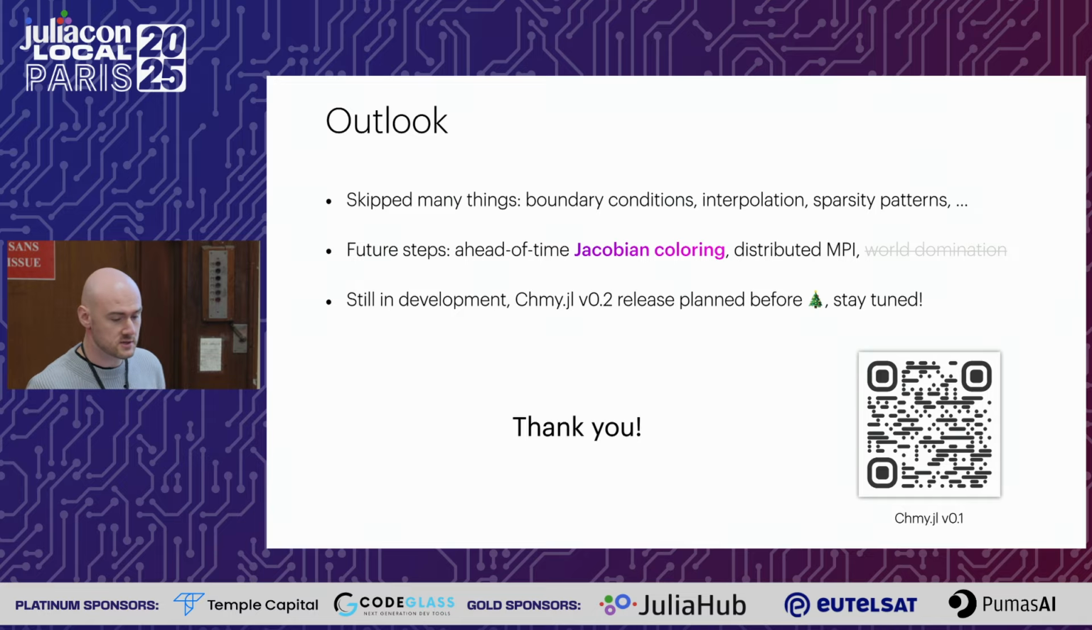I skipped many things in the interest of time, such as how we handle boundary conditions, how we do interpolation if things don't match on the grid, and how we can extract sparsity patterns. There is also a huge backlog of things to be done, as it's heavily in development, such as Jacobian coloring, static distributed support, and possibly some other things. Unfortunately, I didn't manage to release it before now, but it will be released soon, so stay tuned, and in the meantime you can check the docs for the old version, which doesn't have most of these fancy features. Thank you.